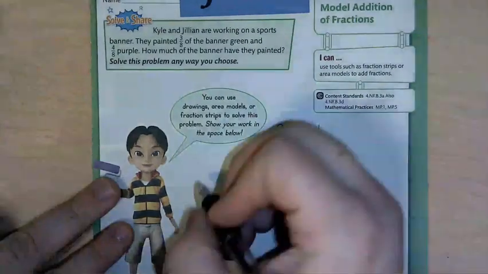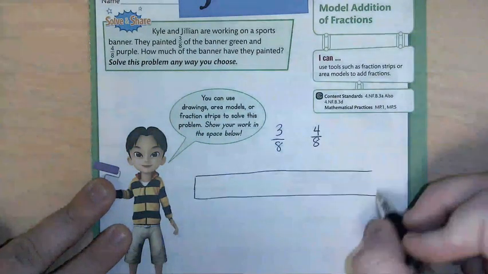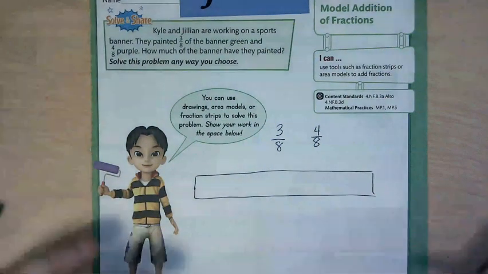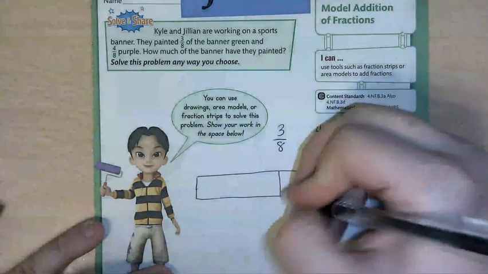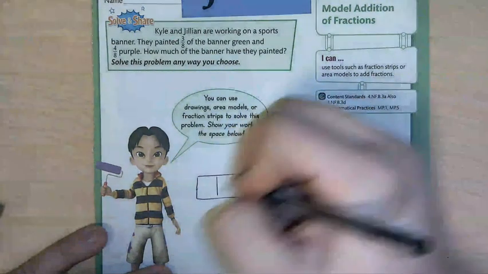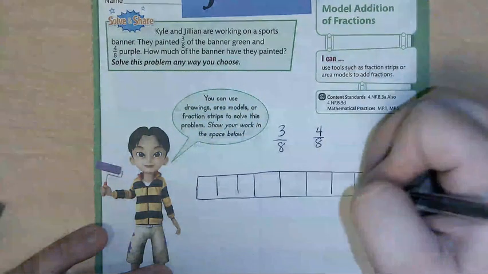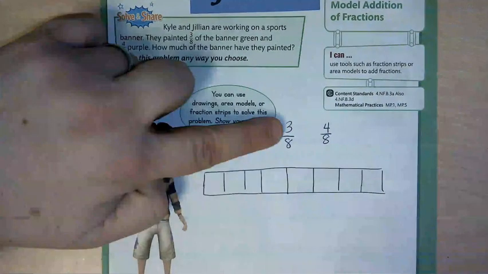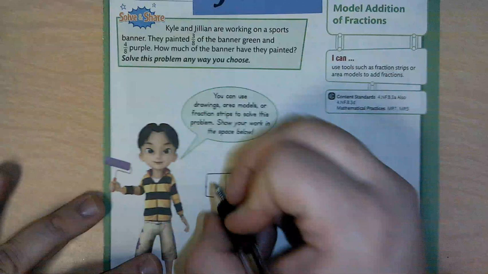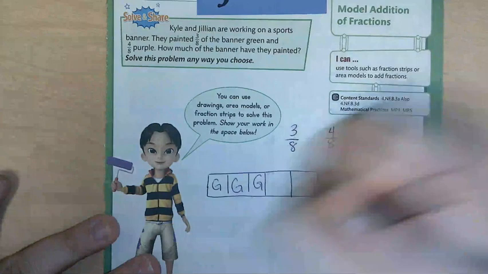Well, if it's one banner, I'm going to go ahead and draw this. You're welcome to draw it with me. All right, so here's my banner. I'm just going to pretend for just a minute. If we cut this into eighths, because that's what our denominators are here, it's going to look something like this. Now it says 3/8 are going to be green, so I'm going to put a G inside 3 of those 8 pieces. So 1, 2, and 3.